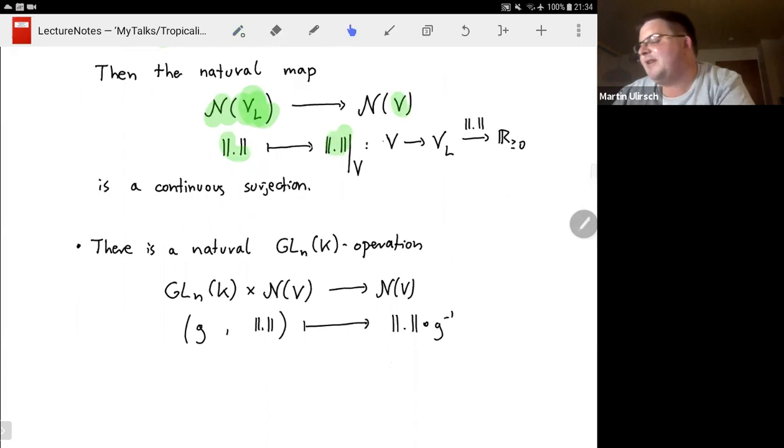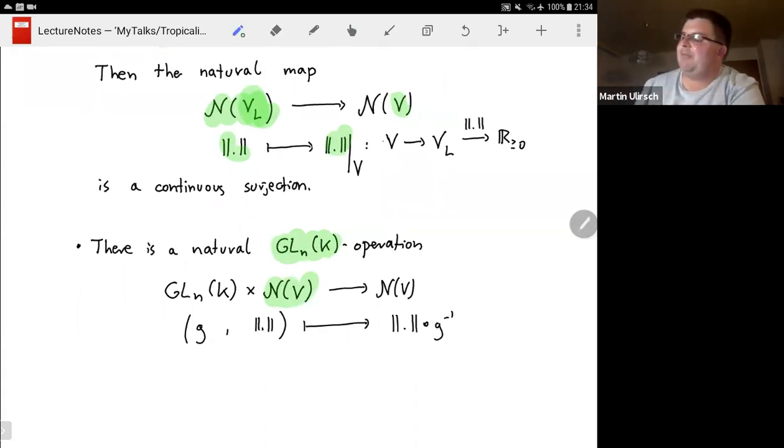And also that's important in a way is that there is an operation of GLN K on this Goldman-Lieber-Hori space, which tells us that... what does it do? We have such a non-Archimedean norm and we operate with some invertible matrix on it. And what do we do? Well, we just take the non-Archimedean norm and precompose with the inverse of G. The inverse is there to make it into a left operation. That's just because it's a bit nicer.